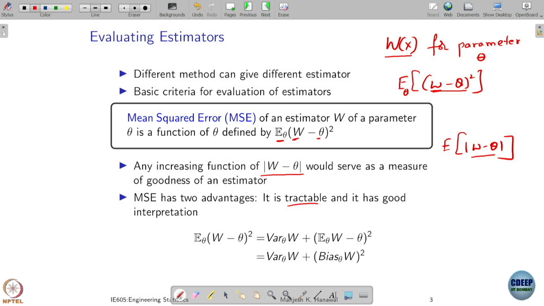What is that interpretation? Let's write this quantity here. What we can do is, notice that this W is not necessarily going to be unbiased. I'm not making any assumption here. This W is just an estimator I'm starting with. It need not be unbiased, okay?